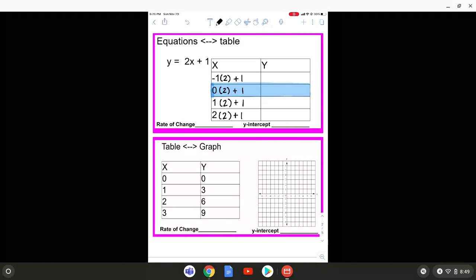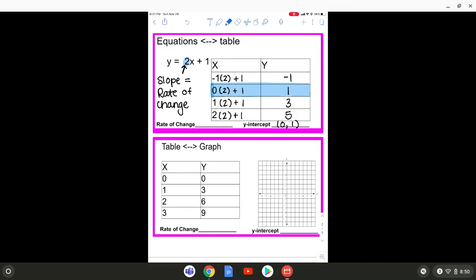So negative 1 times 2 plus 1 is negative 1. 0 times 2 plus 1 is 1. 1 times 2 plus 1 is 3. And 2 times 2 plus 1 is 5. So I see that my y-intercept is (0, 1), because when x is 0, I get 1 in my y column. And my rate of change is really easy to find. It's right there, right next to my x as my coefficient. And it is my slope or my rate of change. And I can see that that is 2.